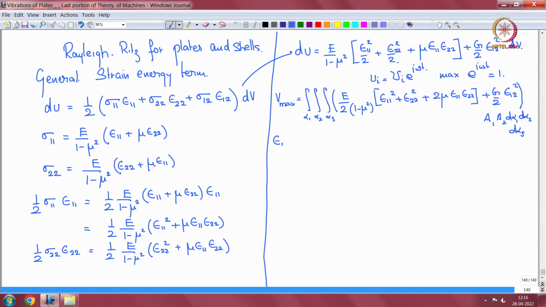Now epsilon 11 is given by 1 over A1 del alpha 1 of U1 plus alpha 3 beta 1, plus U2 plus alpha 3 beta 2 by A1 A2 del A1 by del alpha 2 plus U3 by R1.